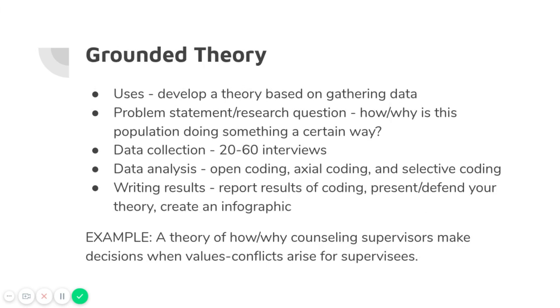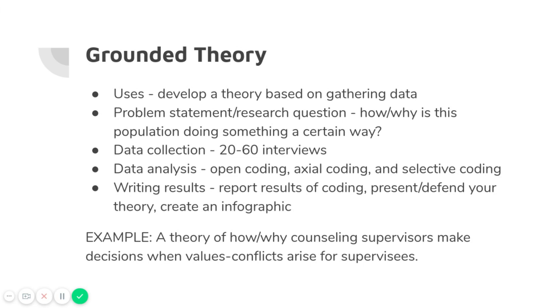Grounded theory would be used to develop a theory based on the data that you're gathering. And so the problem statement or research question is surrounding how or why this population is doing something a certain way. And you're going to create a theory about that based on what you gather. Data collection, you do need a little bit of a larger sample. So 20 to 60 interviews is considered normal for a grounded theory study.